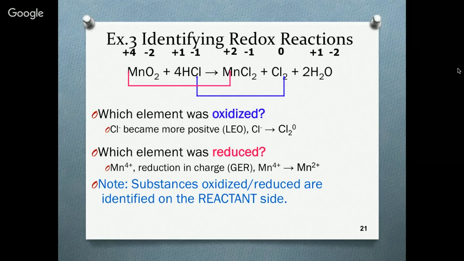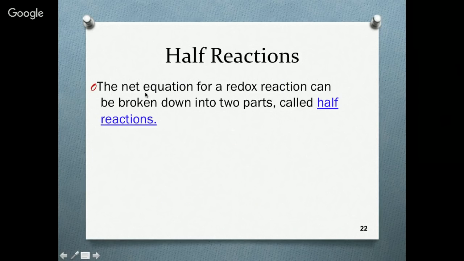And again, notice that when we say what's being oxidized and reduced, we're picking it from the reactant side. So for oxidized, we would say Cl with a -1 charge, and for reduced, we would say Mn +4, because that's what it's starting out as on the reactant side.